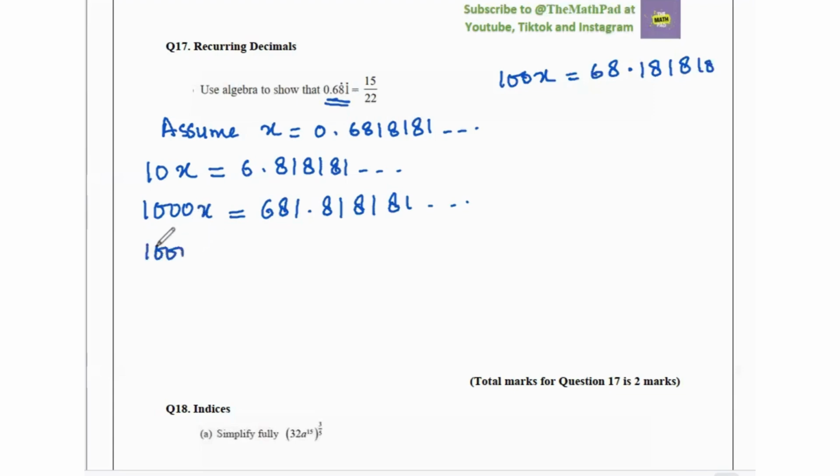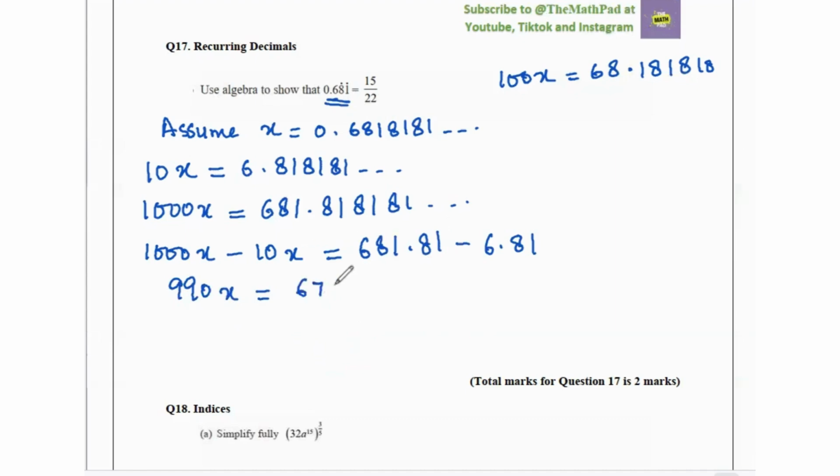So if we do 1000x minus 10x now, on the other side, we'll be doing 681.81 minus 6.81. So that's 990x equal to 681 minus 6, which is equal to 675. As you can see, the numbers after the decimal are exactly the same. So when you subtract the two numbers, they get cancelled out, which is exactly what we wanted to achieve through this. So that's why I chose 1000x and 10x and not 100x.